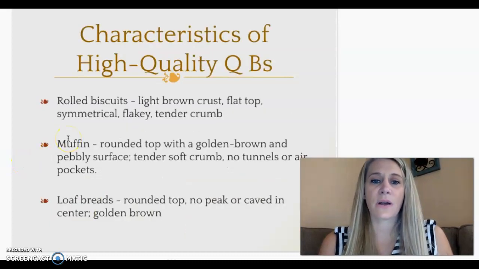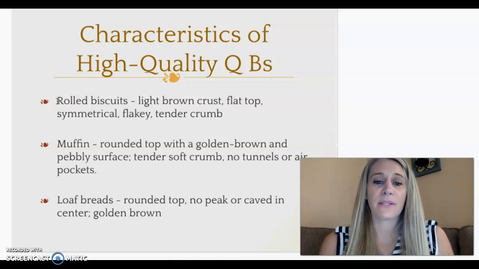Characteristics of high-quality quick breads. Your rolled biscuits will be light brown with a crust. The top will be flat. They'll be symmetrical, flaky, and have a tender crumb. Muffins will have a rounded top, no peaks, with a golden brown and pebbly surface. They will have soft, tender crumb and no tunnels or air pockets inside. Loaf breads will have a rounded top, no peak or caved-in center, and be golden brown.